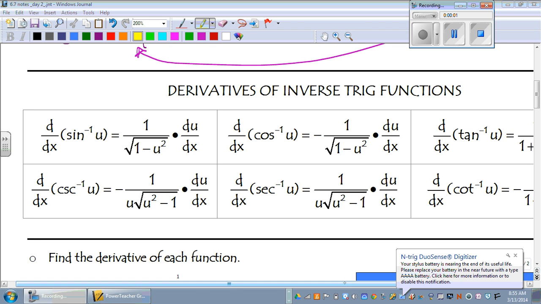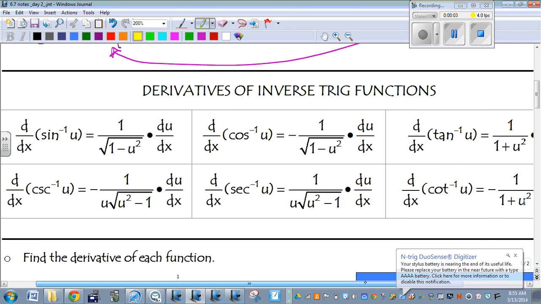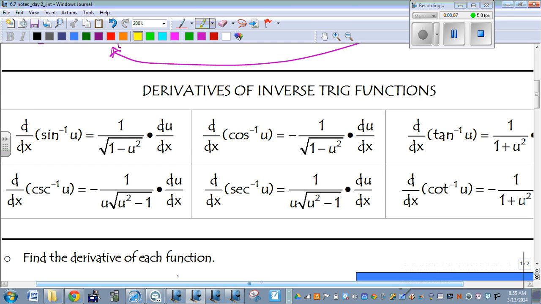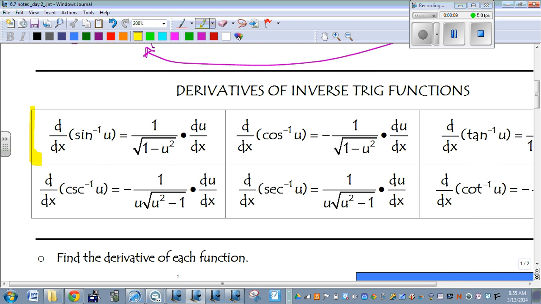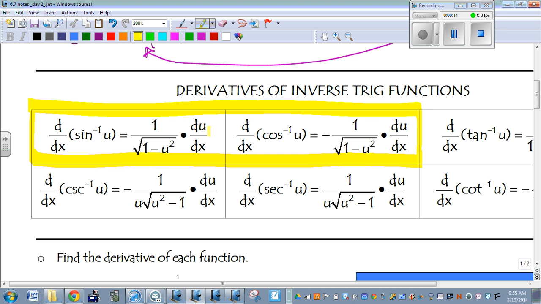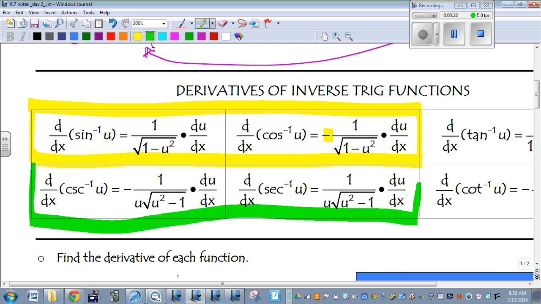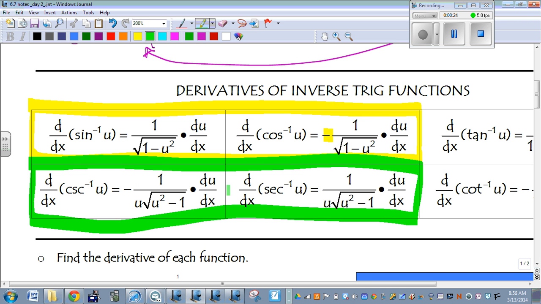So when looking at these inverse trig derivatives, really you only have to remember three of these. If you look at inverse sine and inverse cosine, they're exactly the same with one exception. Inverse cosine has a negative.